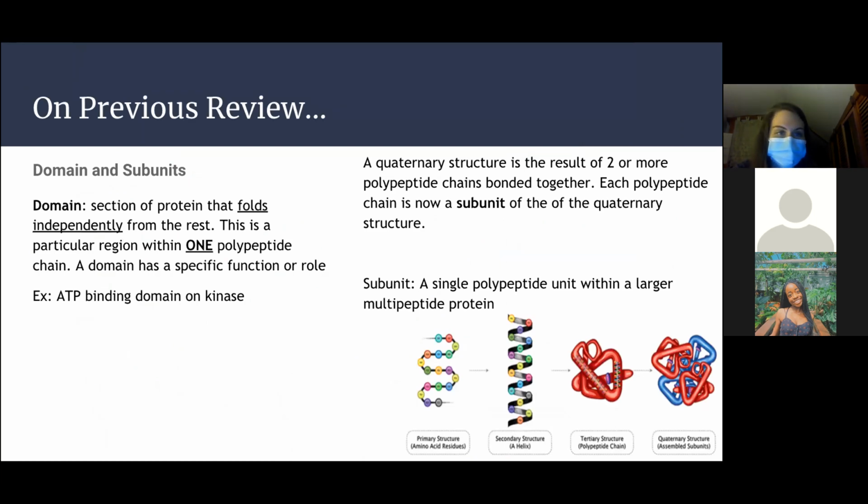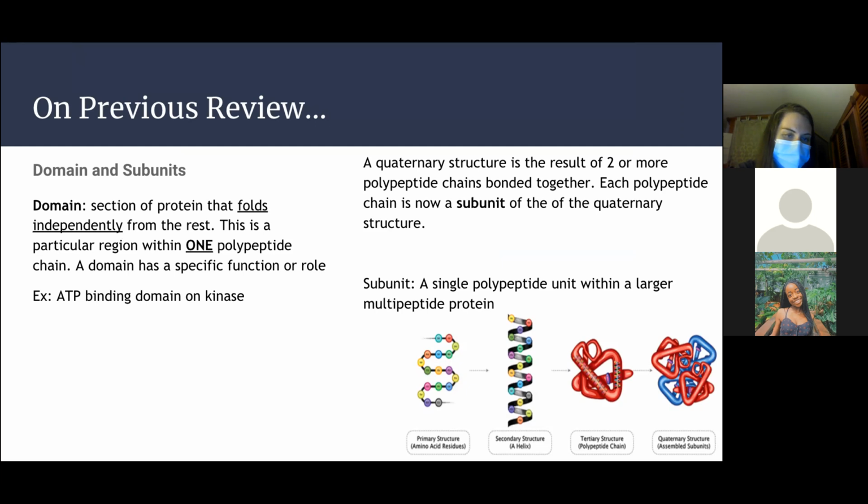Okay, the next thing we talked about was domains and subunits. A lot of people get these two terms confused, but they are very different things. A domain is a section of protein that folds independently from the rest, and it's a region within one polypeptide chain. Domains usually have a specific function or role. An example I put was an ATP binding domain on a kinase.